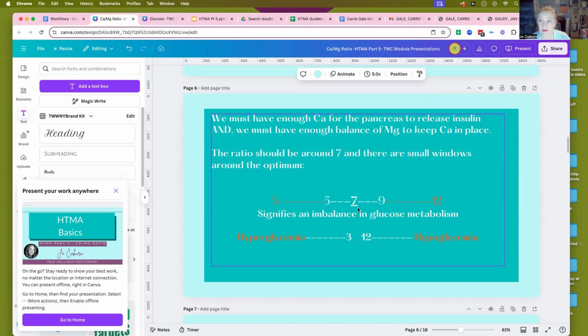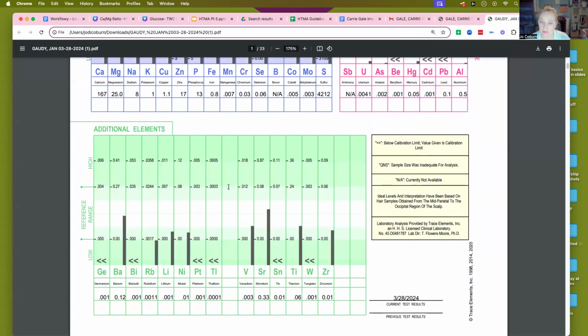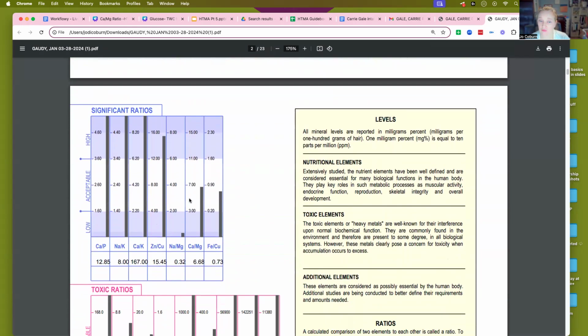Still calcium shells for both of them, right? But I'm way more concerned with this person's metabolism than I am with this person's metabolism, right?